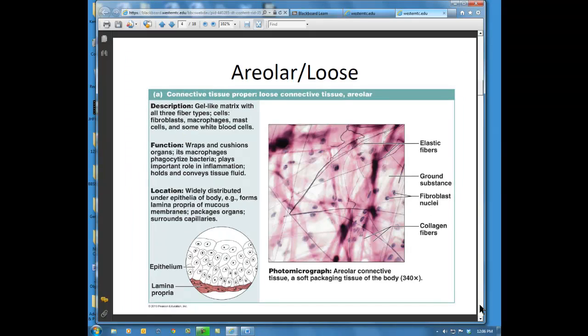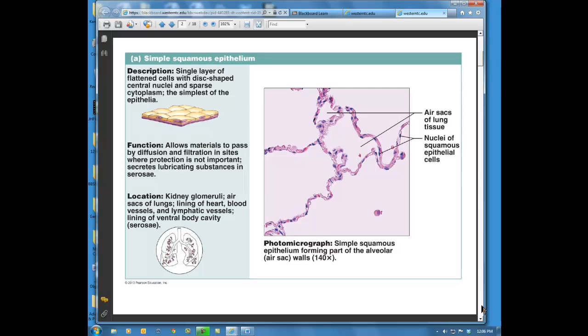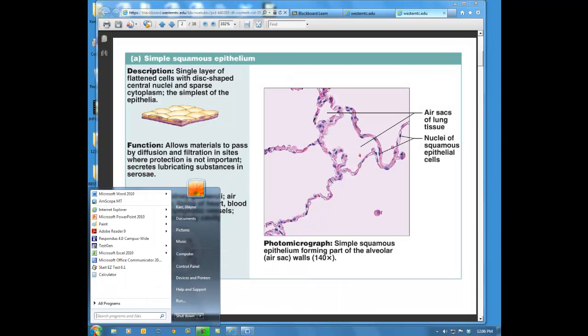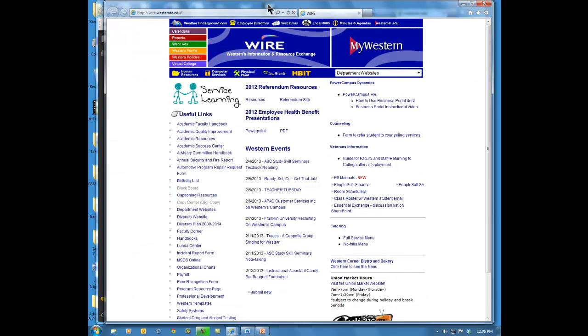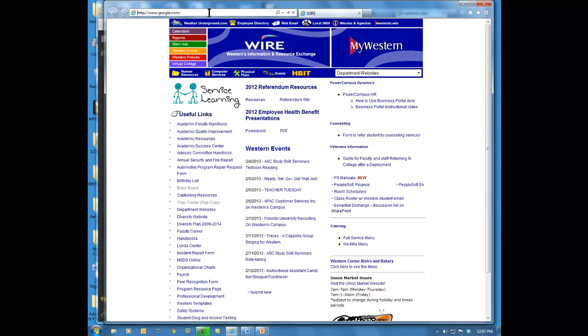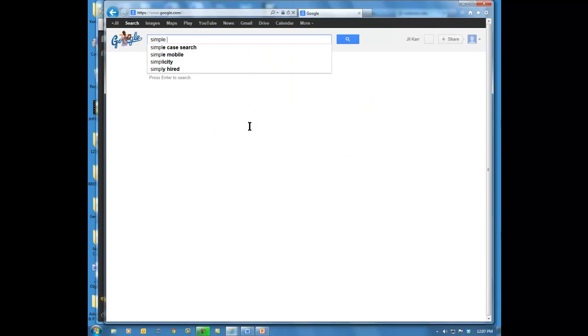Another one, it's not listed here, I apologize, but it's simple columnar epithelium. And I'll go through and find it online real quick. We need to add a slide to our PowerPoint with this simple columnar epithelium. So what I'm going to do is just find a slide online real quick and show you that. So simple columnar.